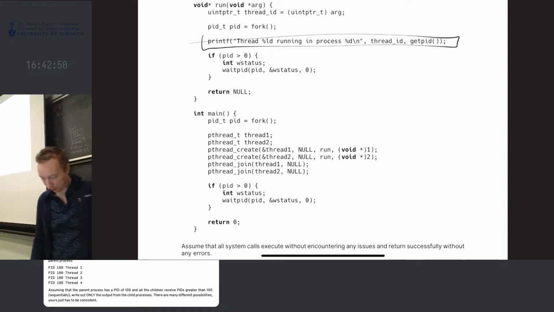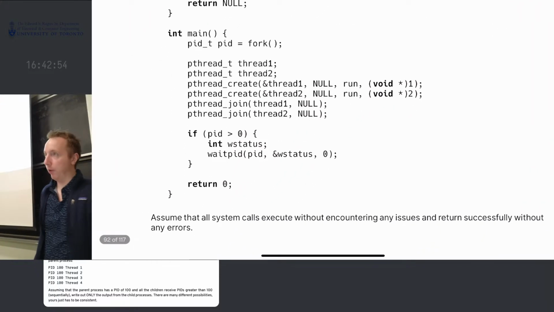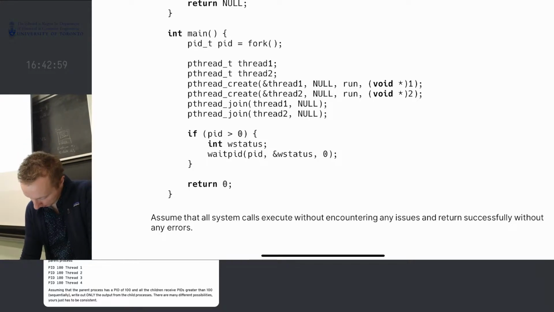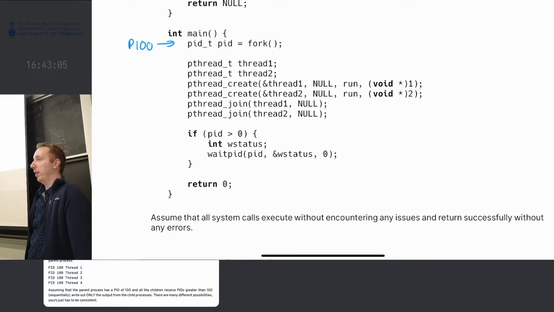All right. So let's just walk through what this program does. Let's assume that we execute this. We're executing, I don't know, process 100. It starts executing main. First thing it encounters is a fork.